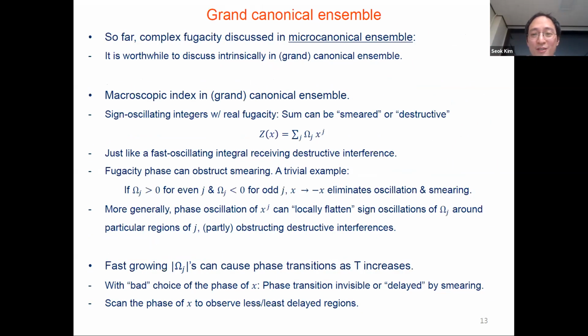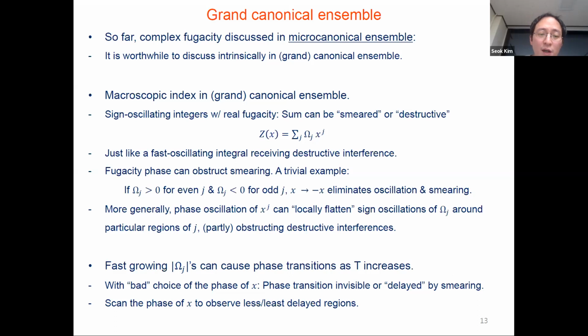So I'm going to give a picture in the grand canonical ensemble. I mean, strictly speaking, it's mostly related to the pictures in the microcanonical ensemble, but it's worthwhile to discuss the similar phase oscillations and so on intrinsically in the grand canonical ensemble. And also it will have some interesting physics in the grand canonical ensemble. So if you just stay at this grand canonical partition function, keep this x fixed, let's say a real number, this is already what I said during Shiraz's question. Suppose that this number, omega j, is macroscopic and severely oscillating, okay? And suppose that x is just real.